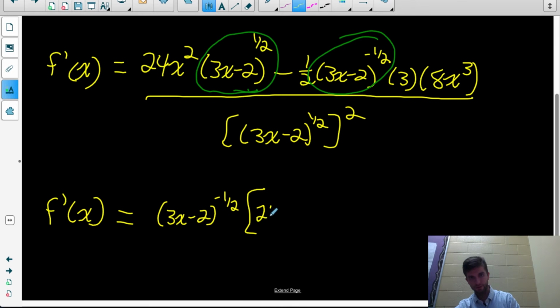So the 24x squared in the first term will stay, and when I do 3x minus 2 to the half divided by 3x minus 2 to the negative a half, I get 3x minus 2 to the 1, or just 3x minus 2.